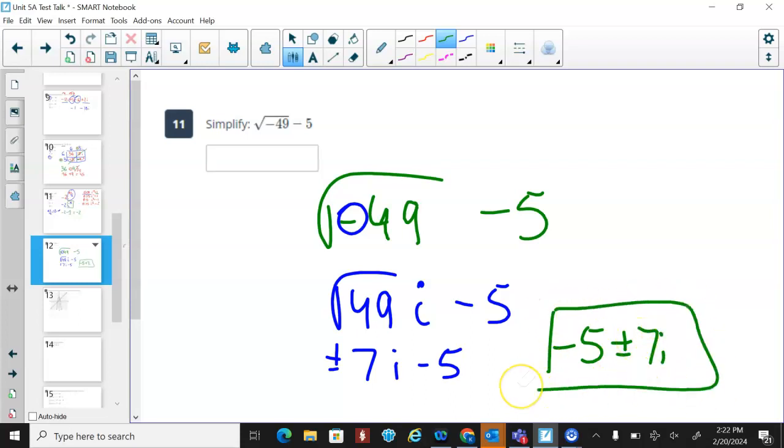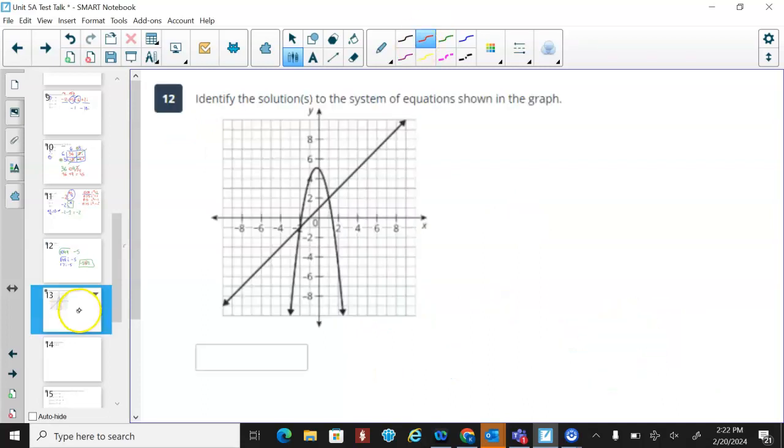So you got to make sure it's in standard form, and you got to make sure that you're using plus or minus for a radical. Now, this question right here, again, you are looking for solutions to a system of equations. It's almost like two people running into each other in the hallway, okay? Where do they cross? Where do two functions cross?